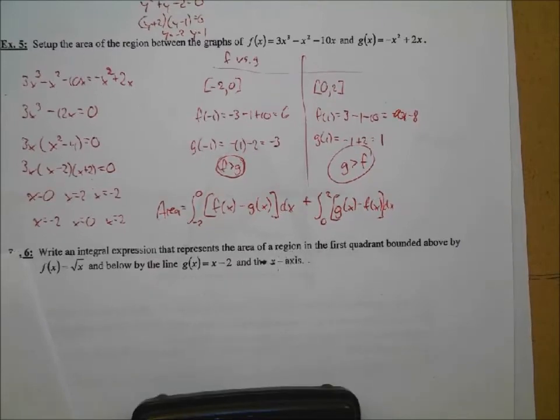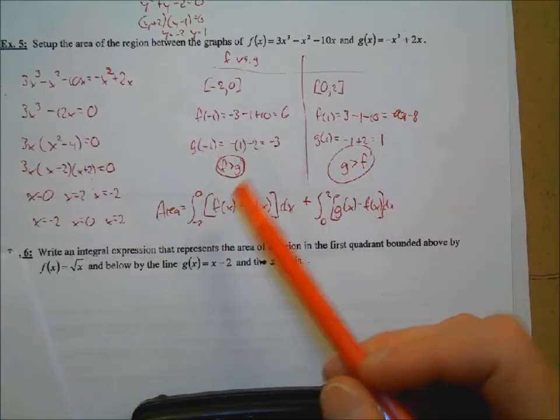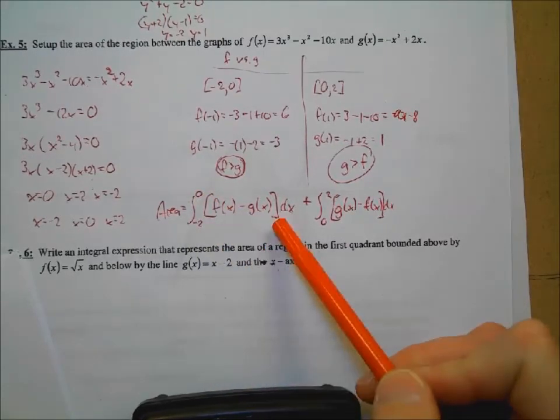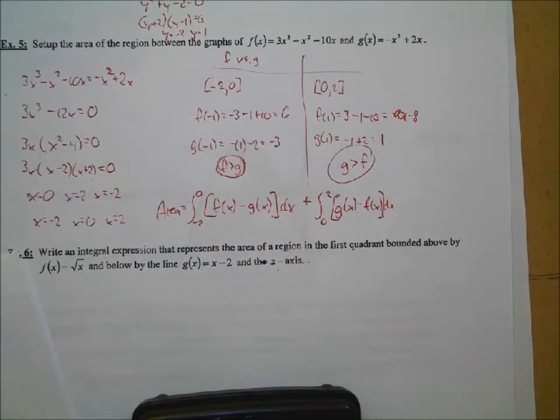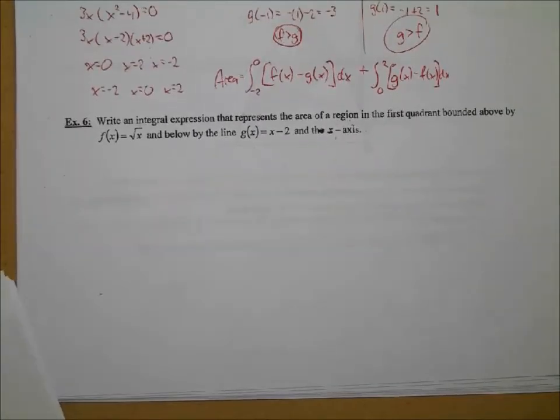If f was always on top, what would it look like? Then you would integrate from -2 to 2, f minus g, top minus bottom. Okay, that's all it would be. All right, so there's that. All right, number 6. Let's take a look at this one now.